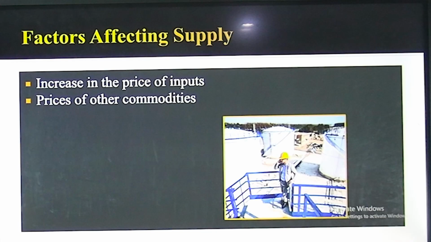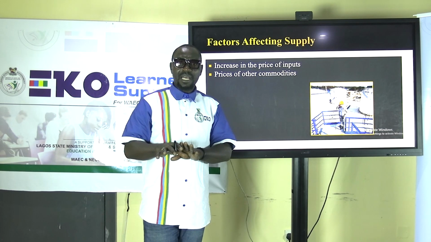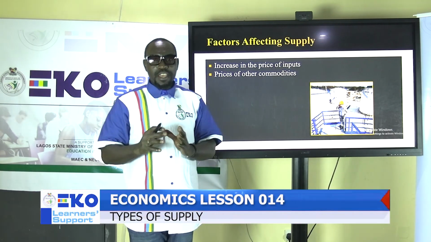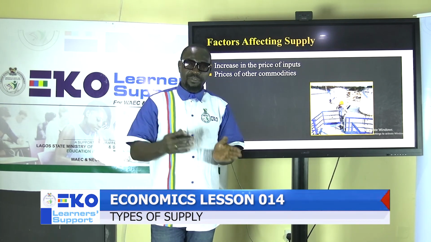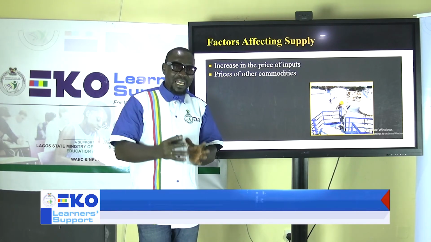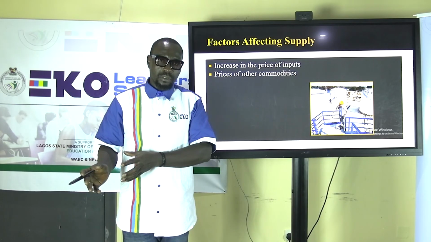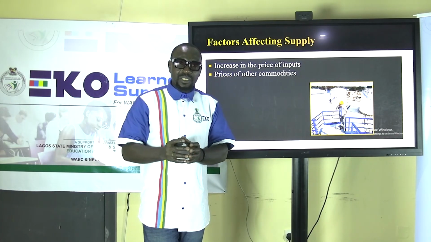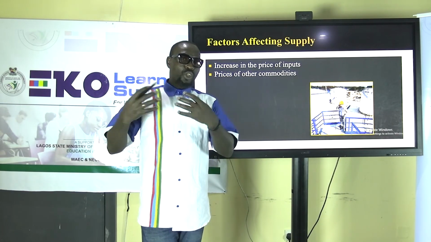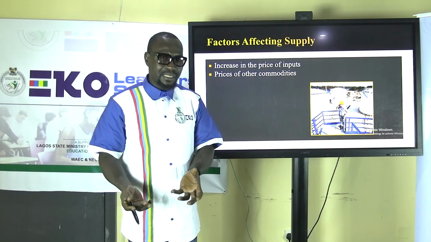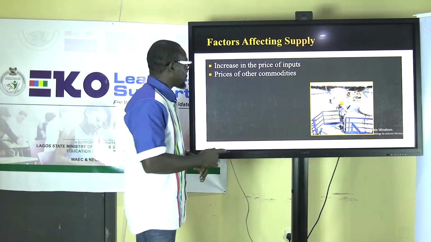The next is the prices of other commodities. This will happen in cases where you have substitutes, for instance, or complements. So, like the example we used earlier of Pepsi and Coca-Cola, the price of Pepsi can invariably affect the supply of Coke because they are substitutes. So if the price of Coke goes down, it can affect the production or the quantity of Coke that is offered for sale in the market. The reverse can also be true.